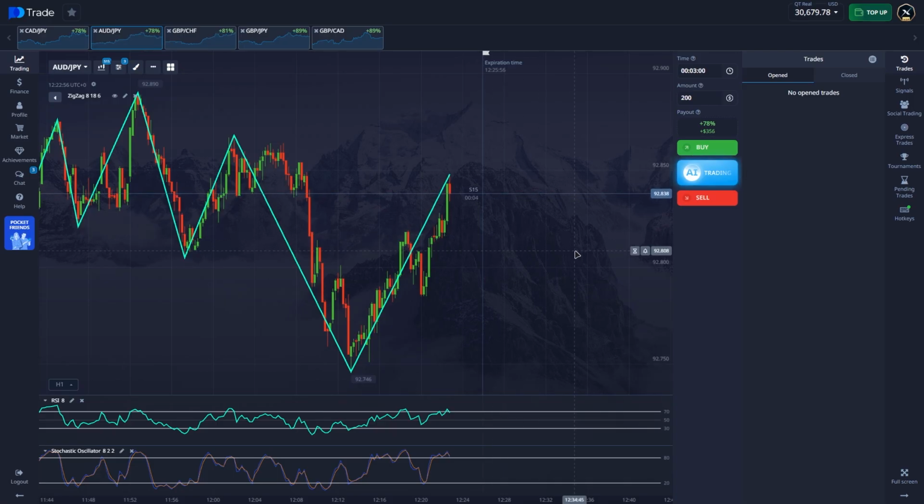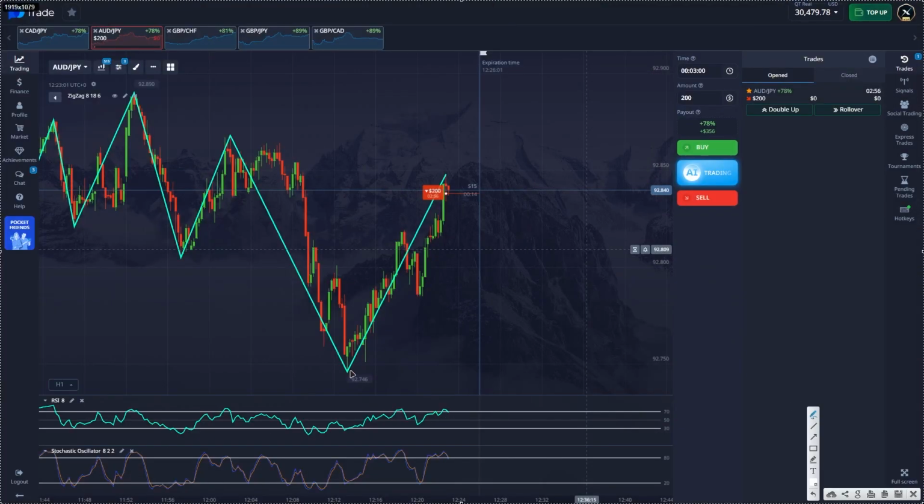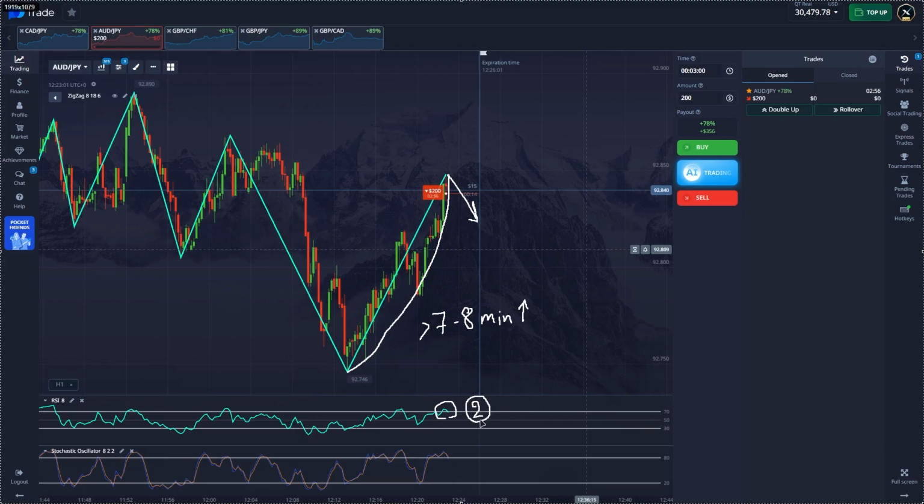Found an opportunity to open a sell trade on the Australian dollar Japanese yen trading pair. The logic for opening a trade here is exactly the same as the last time. Let me repeat it again. Firstly, there has been a long-term growth for about 7-8 minutes. This is our first potential sell signal. Secondly, on the RSI indicator and the stochastic oscillator, you can see that they are both in the overbought zone. This is our second and third sell option signal.